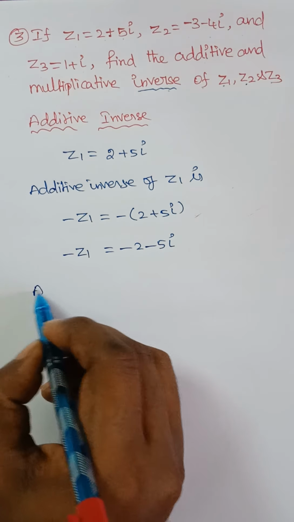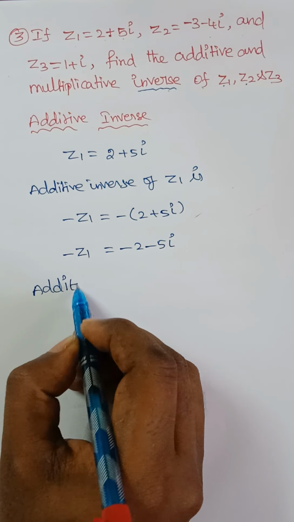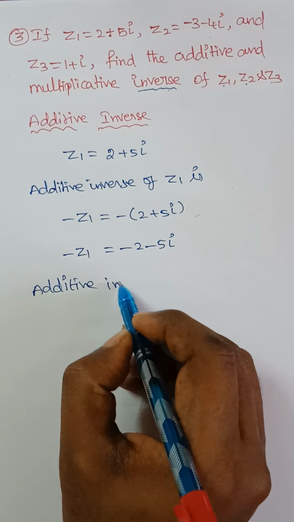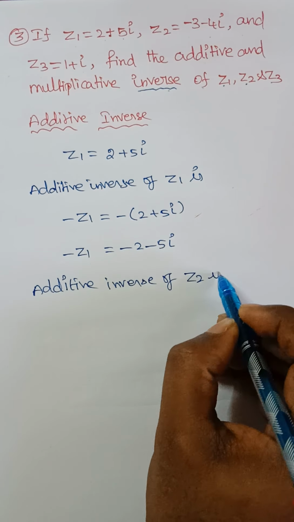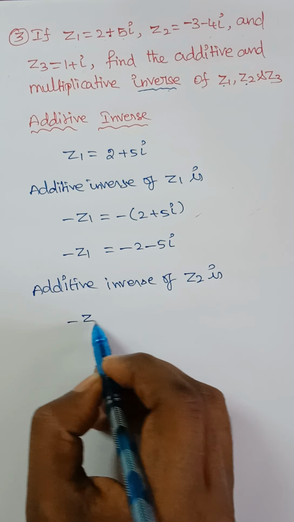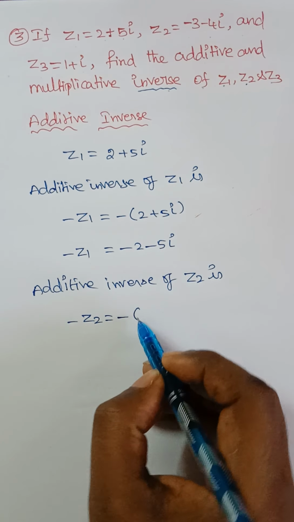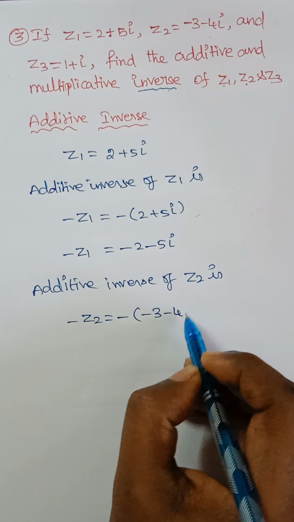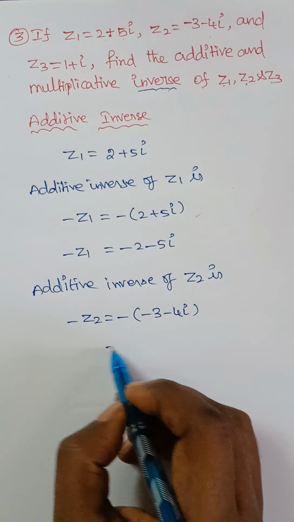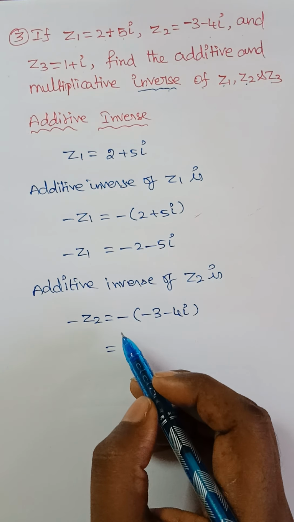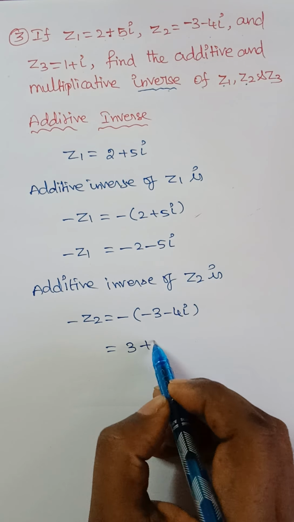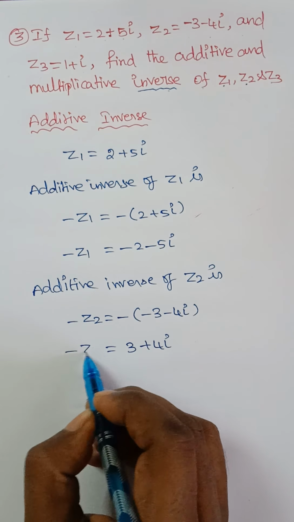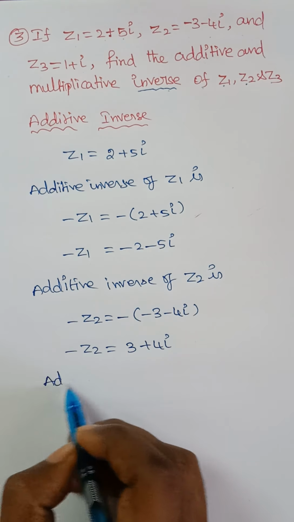Next, the additive inverse of z2 is minus z2. So minus of z2 value, minus 3 minus 4i. Now I am going to multiply this minus inside. So minus and minus is plus 3, minus and minus is plus 4i. That is minus z2.